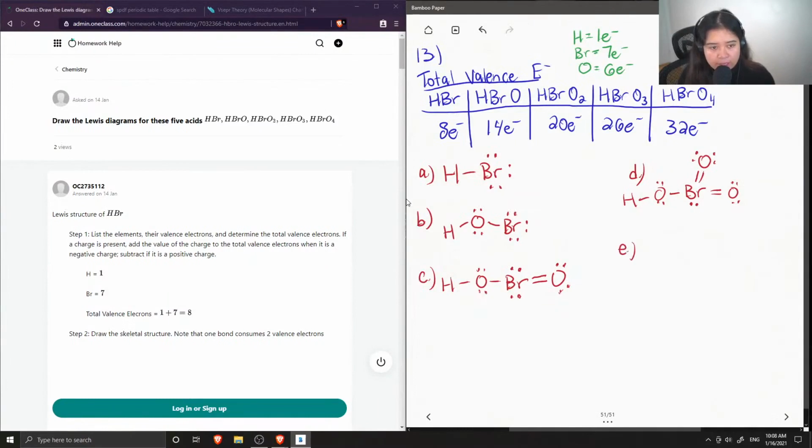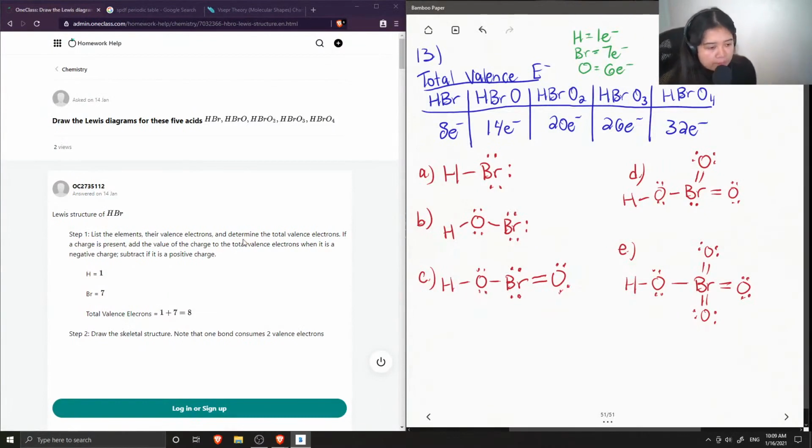And lastly, when we add yet another oxygen, as you would expect, there would just be another double bonded oxygen attached to the bromine. So bromine is one of those atoms that can be an exception to the octet rule, in which it can have more than 8 bonding electrons attached to it. So these are all the 5 different Lewis structures for these acids.